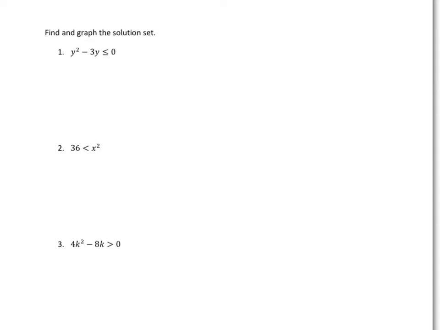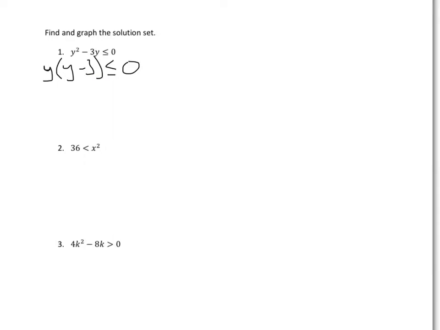Okay, so we've got y squared minus 3y is less than or equal to 0. Okay, so we can factor this first. We've already got the 0 there, so we're good there. We just got to factor it. So we got y times y minus 3 less than or equal to 0. So because we want these to be less than or equal to 0, then that means that these two terms over here, or these two factors, have to have opposite signs.